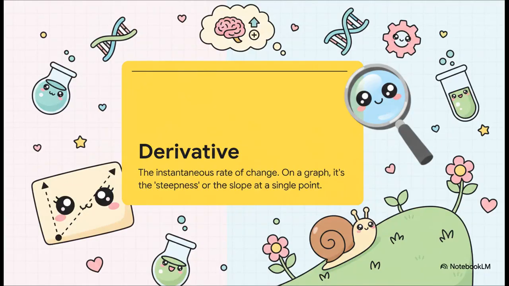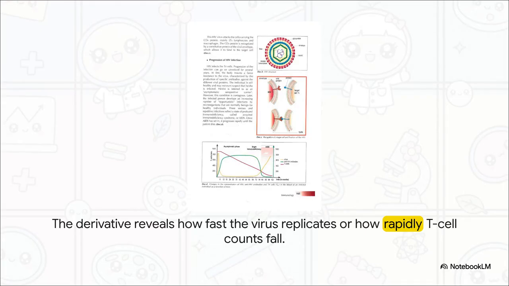Well, that's exactly what the derivative does. It measures the instantaneous rate of change. Now, I know that sounds super technical, but visually, it is so simple. The derivative is just the steepness, the slope, of the graph at any single point you decide to pick. Let's jump back to our HIV graph. See how the curve isn't a straight line? Its steepness is always changing. The first derivative tells us the exact moment the T-cell count is dropping the fastest.